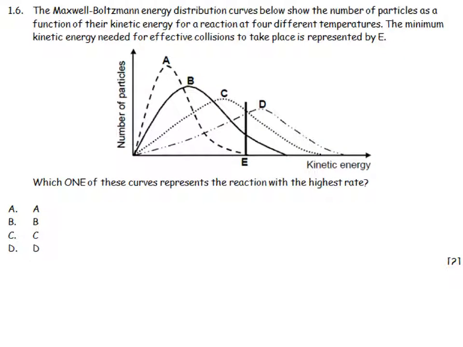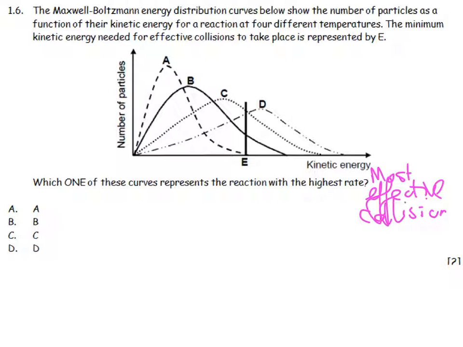We've got a Maxwell-Boltzmann energy distribution here, and it shows the number of particles as a function of the kinetic energy of the reaction at 4 different temperatures. The minimum kinetic energy needed for effective collisions is represented by E. Which one of these curves represents the reaction with the highest rate? Highest rate means most effective collisions. In other words, it needs to have lots of particles with lots of energy.